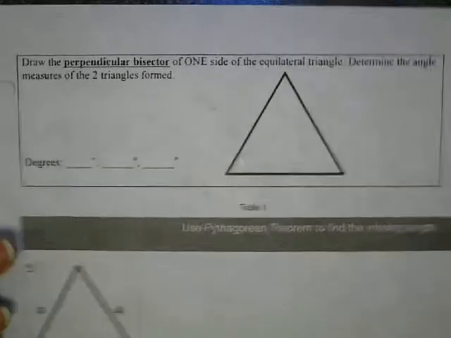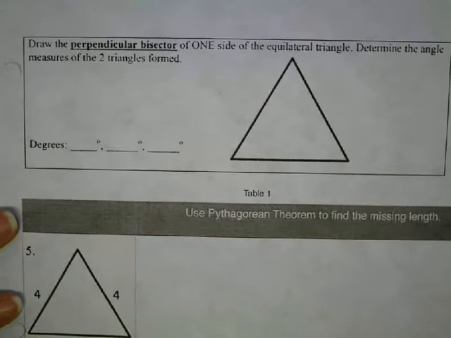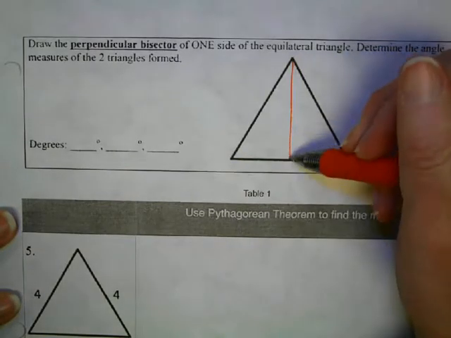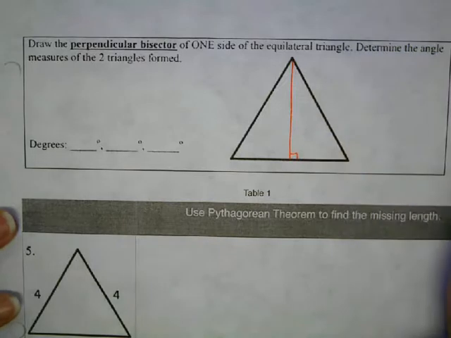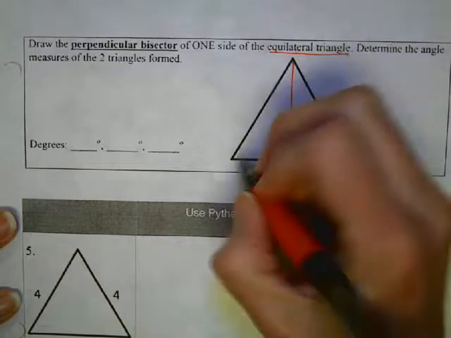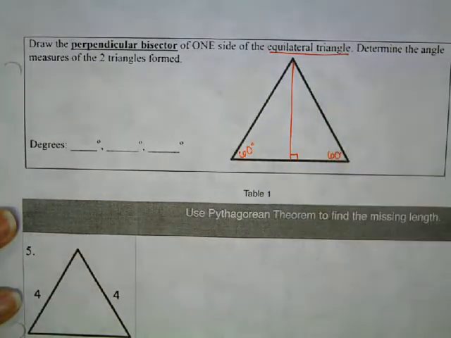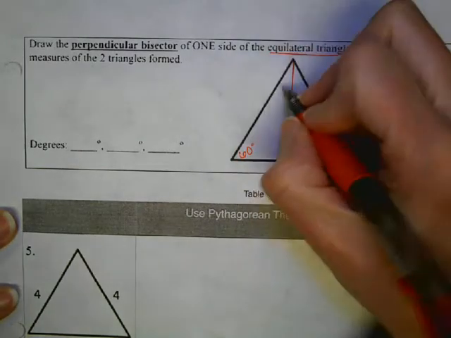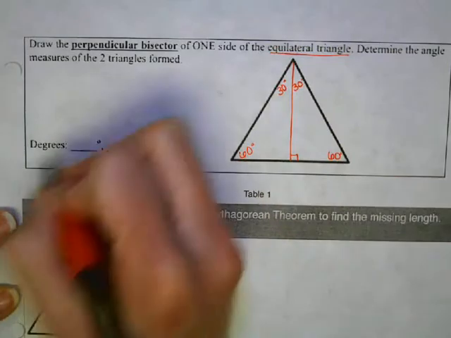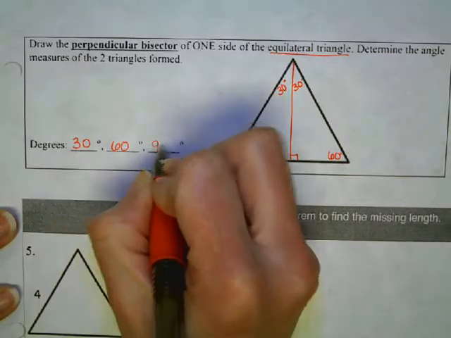Draw the perpendicular bisector of one of this equilateral triangle. So I'm going to draw perpendicular the best I can, bisector. Okay? So if you do that, we know in an equilateral triangle all the angles are 60 degrees. But that perpendicular bisector is going to make this 30 degrees. So we call this one a 30, 60, 90 special right triangle.